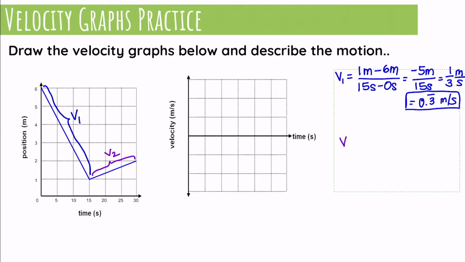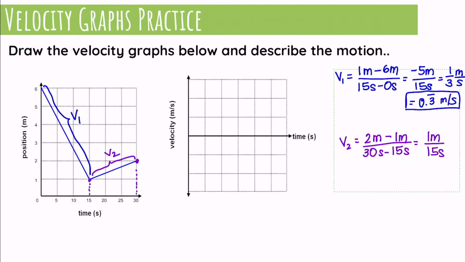Now we're going to find the slope for the second velocity. We're going to pick 2 meters, since that's the last position, minus 1 meter, which is the first position for this segment, over 30 seconds, which is the final time, minus the time for this segment, which was 15 seconds. So 30 minus 15. 2 minus 1 is going to be 1 meter over 30 minus 15, which is 15.